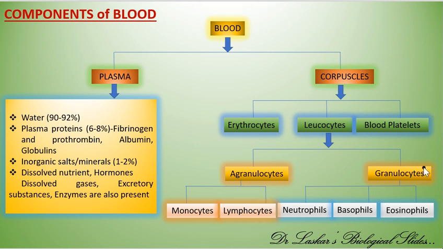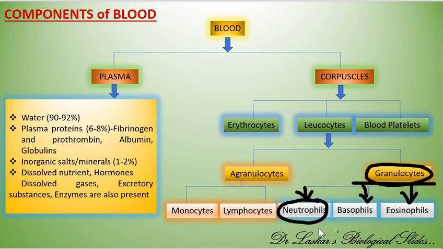Next, come to the granulocytes. They contain granules in their cytoplasm and an irregular, polymorphic or multi-lobed nucleus. The granulocytes are of three types: neutrophils, basophils, and eosinophils. First, neutrophils.